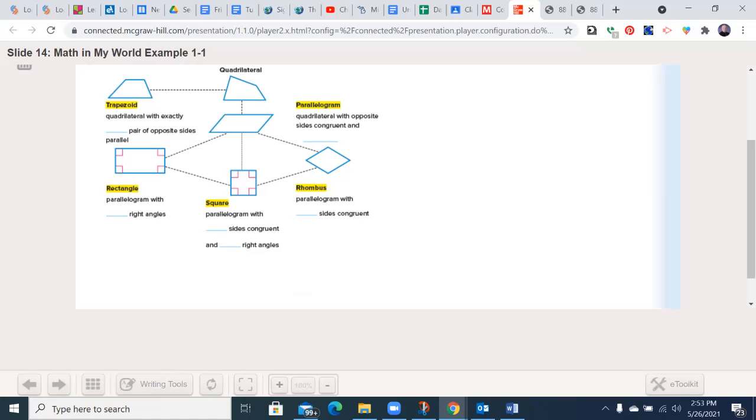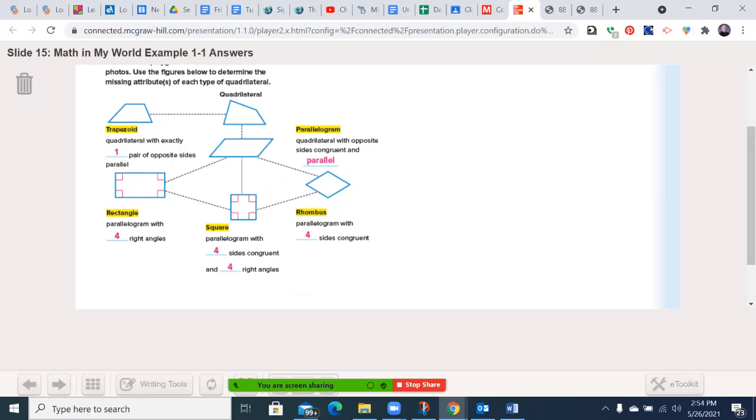All right, so because of the nature of this image, I'm going to give you the answers, but then talk about them. You should fill them in as we go. Starting up in the upper left, trapezoid, a quadrilateral with exactly 1 pair of opposite sides parallel. You can see that these 2 are parallel. These 2 are definitely not. They're eventually going to intersect. Just put a 1 right there.